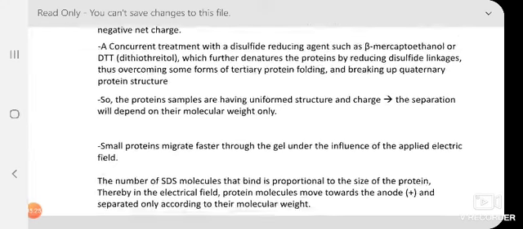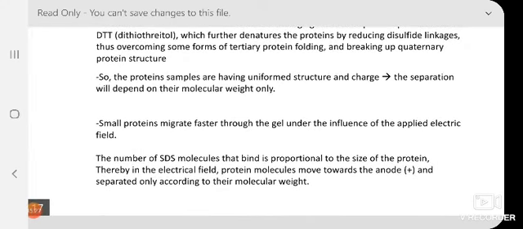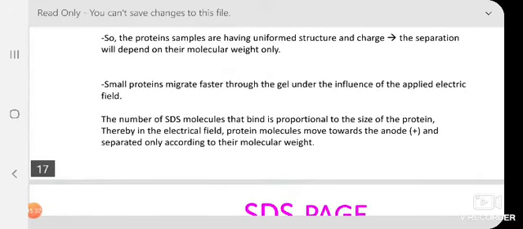Small proteins migrate faster through the gel under the influence of the applied electric field. The number of SDS molecules that bind is proportional to the size of the protein. Being negatively charged, the protein molecules will definitely move towards the positive electrode, that means the anode, and are separated only according to molecular weight.